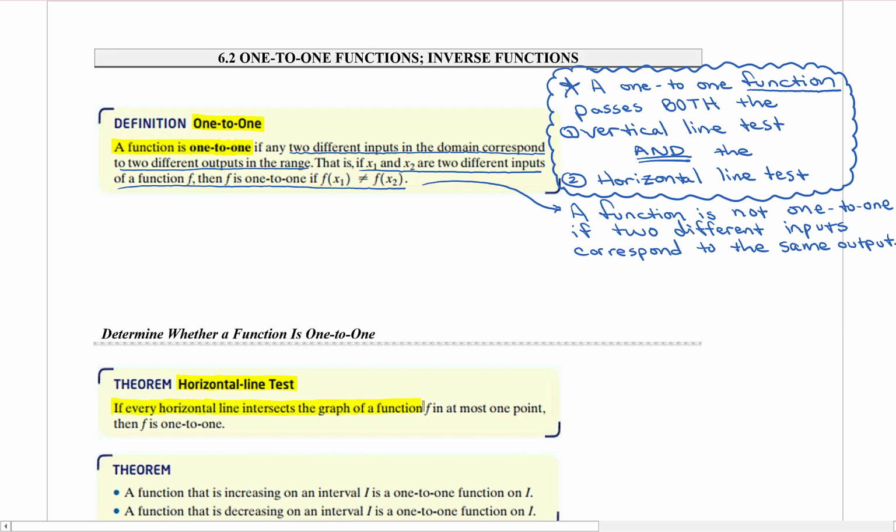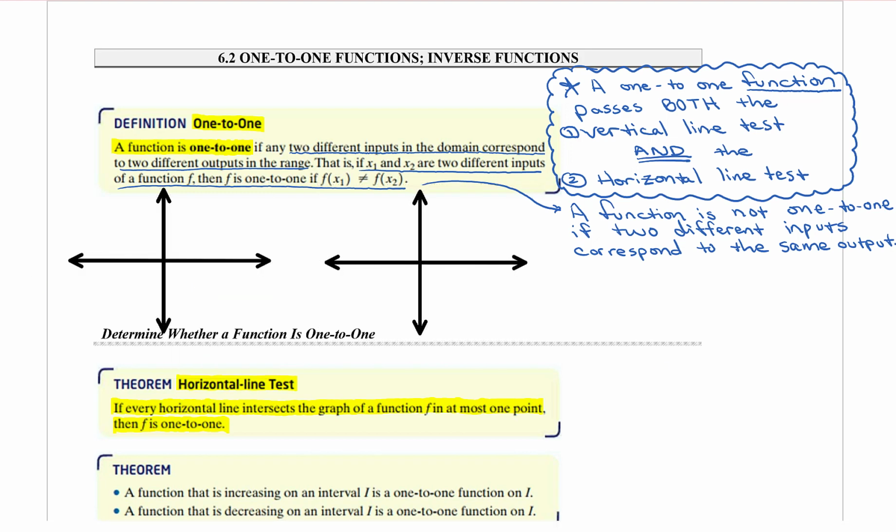Like I said, the horizontal line test says if every horizontal line intersects the graph of a function f in at most one point, then f is one-to-one. That's the easiest way for visual learners, I think, to think about this. So let's say we have a function here, and this function is going to be an increasing function. I know it looks like it levels out over here, like horizontally, but it's increasing everywhere across its domain. So this is an increasing function, and let's just call it f of x.